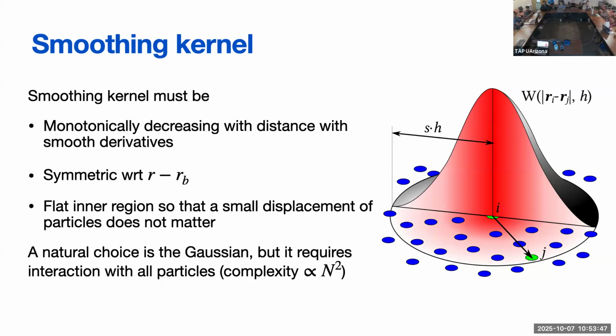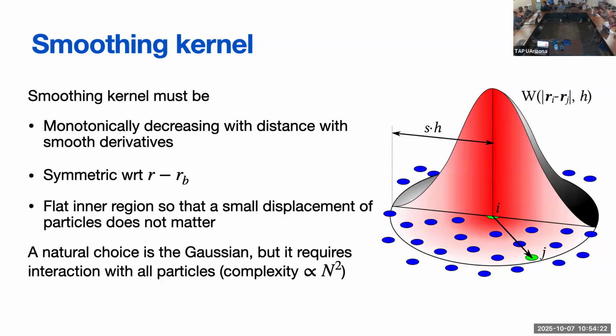A natural choice for a smoothing kernel is a Gaussian, because the Gaussian has all these properties. But there is a problem with the Gaussian: it requires computing the interaction between every pair of particles, because the Gaussian doesn't have an edge. This makes the density estimation very computationally expensive, since the complexity in this case scales as the number of particles to the power of 2.